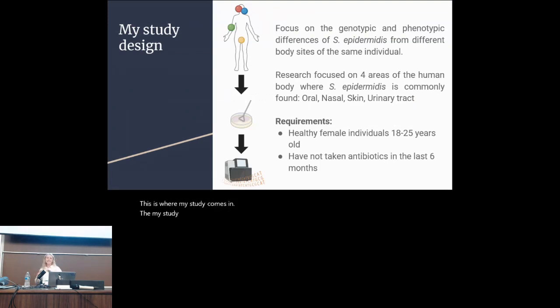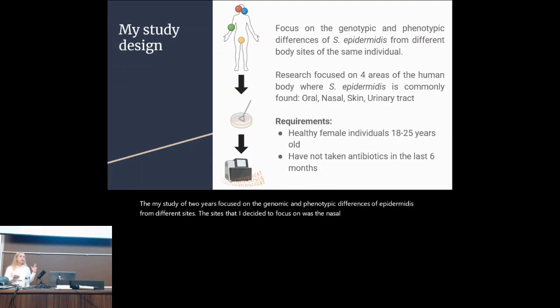My study of 2 years focused on the genomic and phenotypic differences of S. epidermidis from different sites. The sites that I decided to focus on were the nasal, the skin, the urinary, and the oral microbiomes. The reason for this is we saw that the urogenital tract, which is more closely related, has similarity in strains. How do those fare in distinct anatomical sites that are, first of all, different based off of distance, but also off of things such as pH, temperature, salinity, and openness to aerobic or anaerobic conditions?